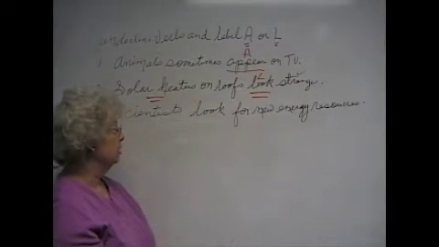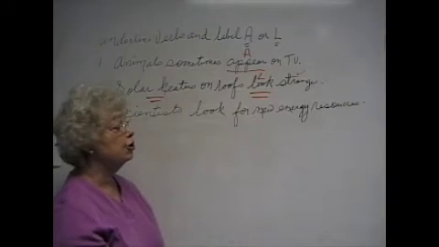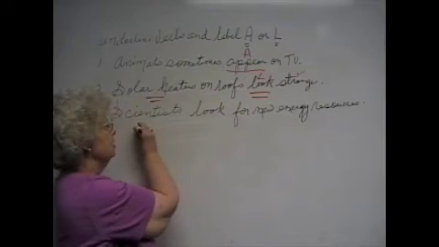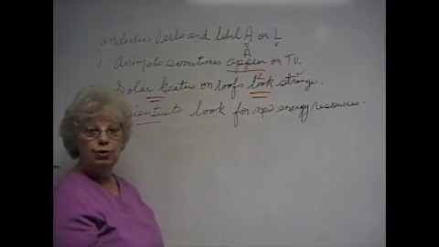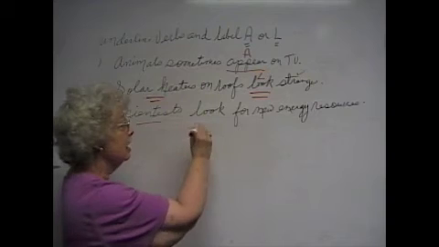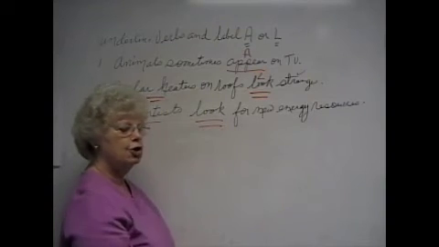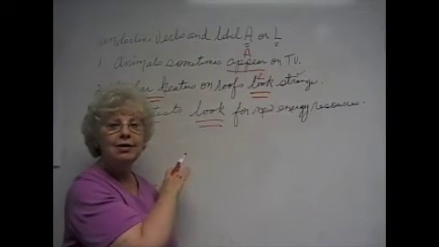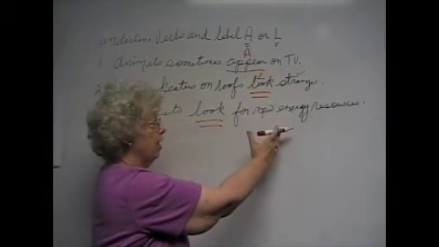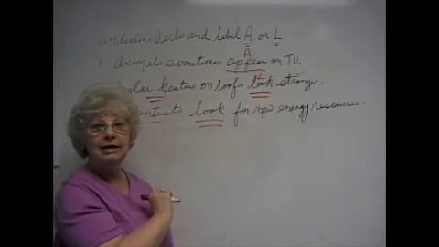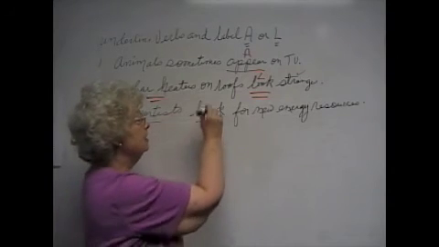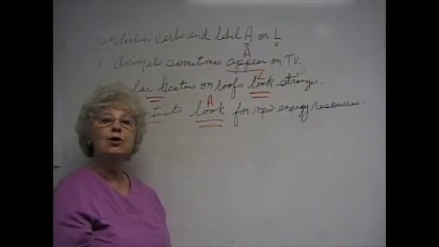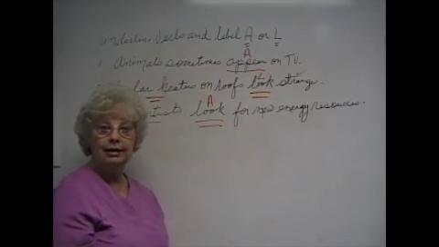Now the last one. Scientists look for new energy resources. If you look, you have scientists. That's your subject. That's what the sentence is talking about. Now scientists look. That's your verb. If you'll notice, you don't have anything here that tells about the scientist. So in this case, it's action. Now we're ready for you to see if you can pick out action or linking.